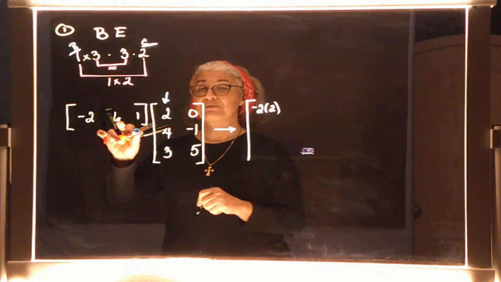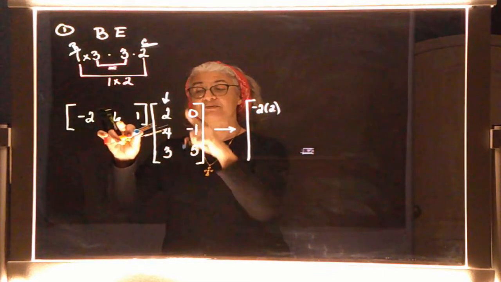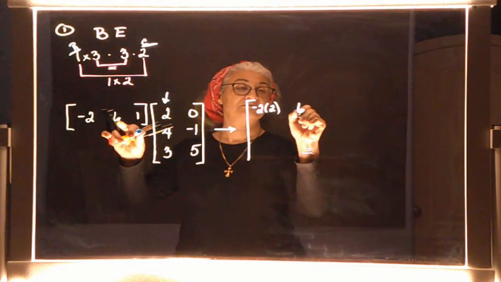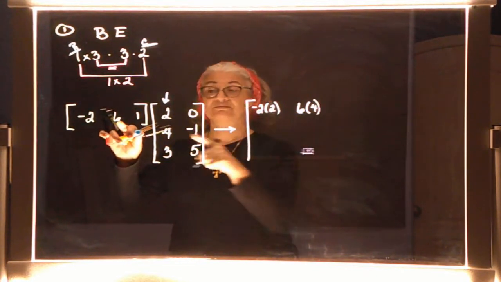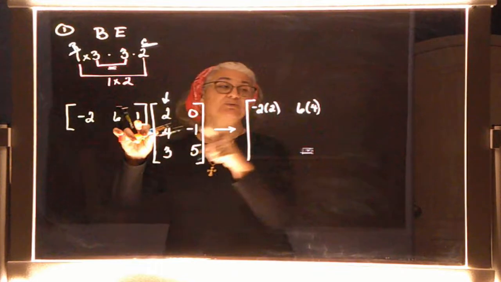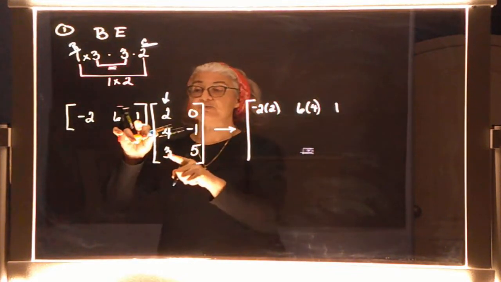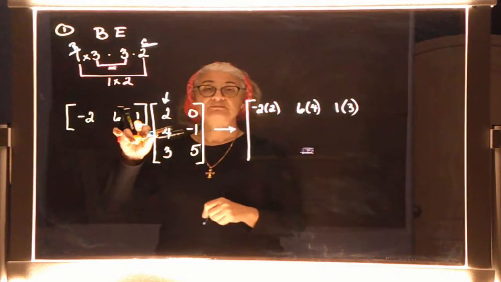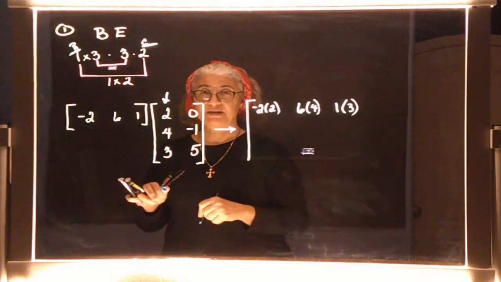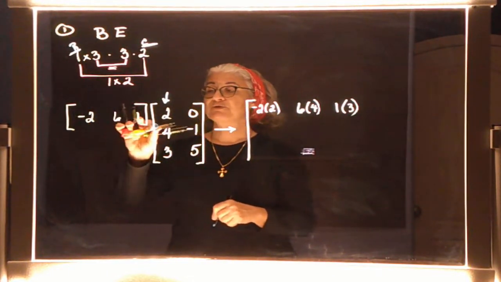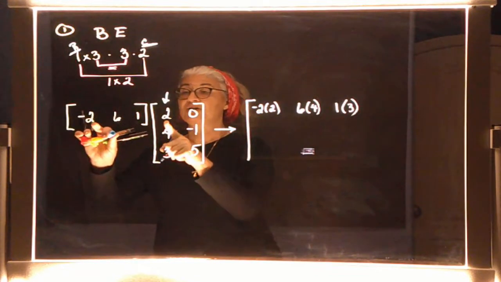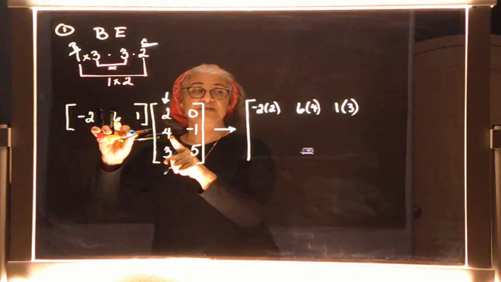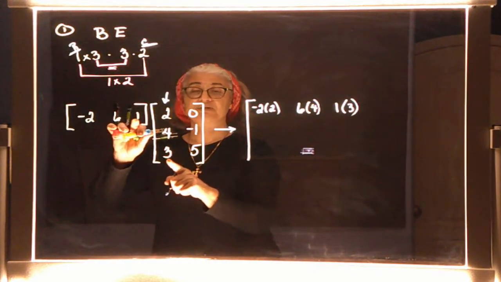The second number, which is 6, gets multiplied to the second number, which is 4. The third number, which is a 1, gets multiplied to the third number, which is a 3. So let me back up. I'm taking the first row by the first column. First number gets multiplied to first number, second number to second number, third number to third number.